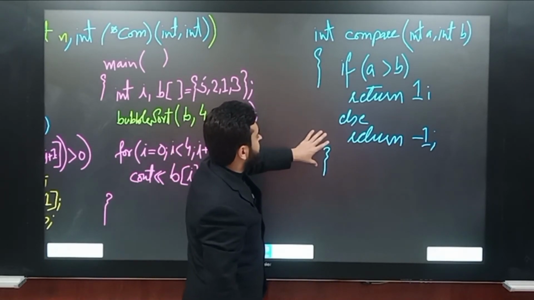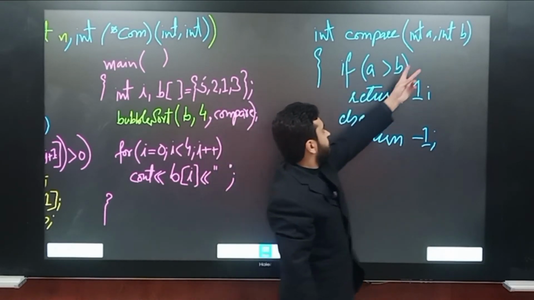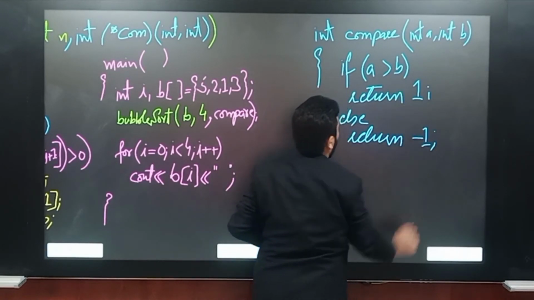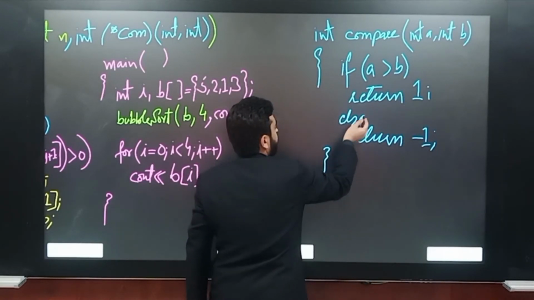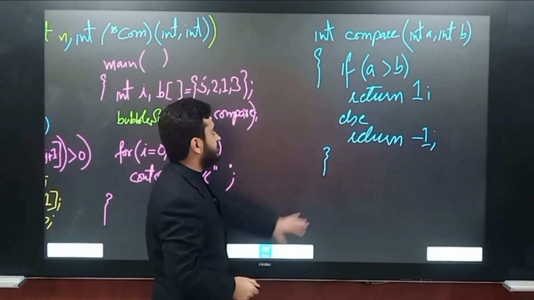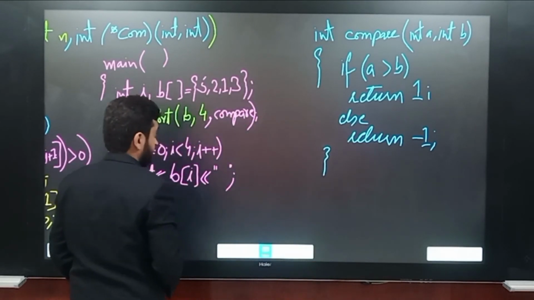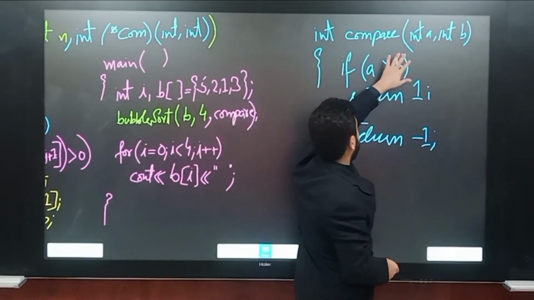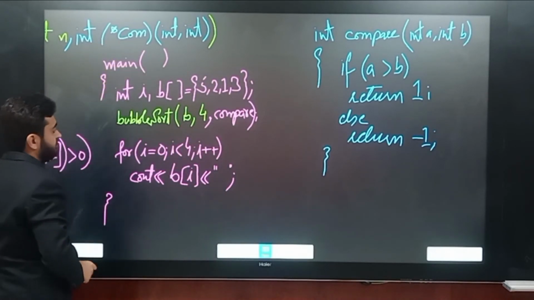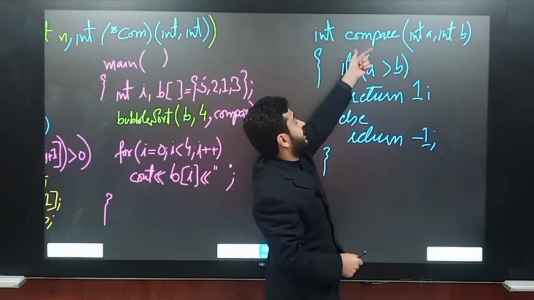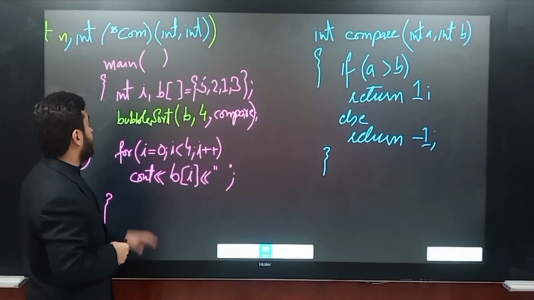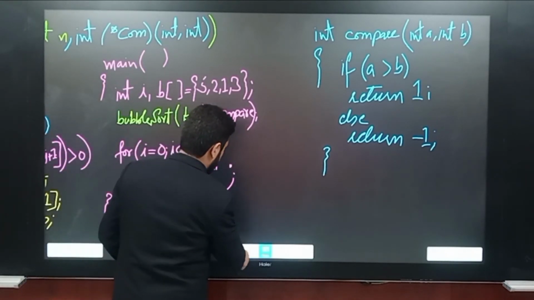While this is the body of the compare function, in this body we are comparing two variables. If a is greater than b, it will return 1, the positive one, and if a is not greater than b, then else will be executed and it will return -1. This is a very similar signature to the signature that we have already declared for the pointer in the bubble sort. So it means that this compare can be passed as a reference to this pointer by calling the bubble sort.